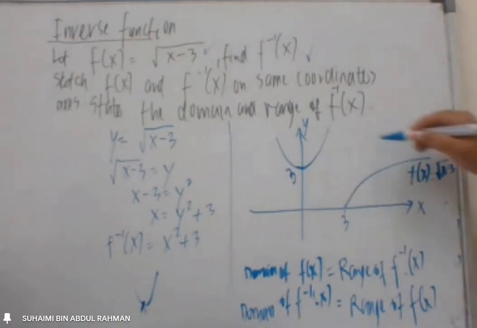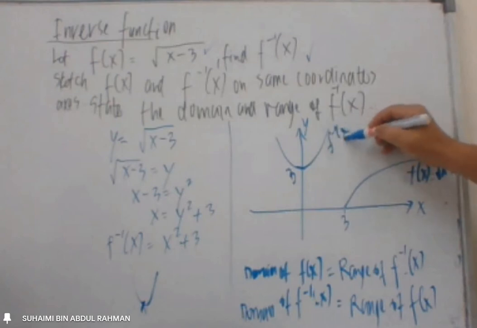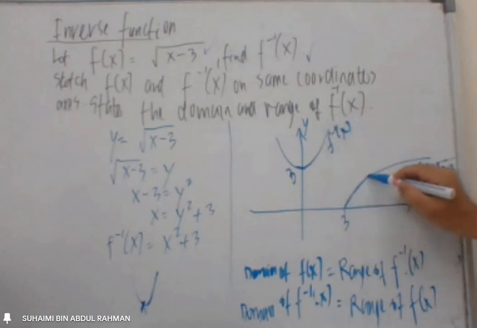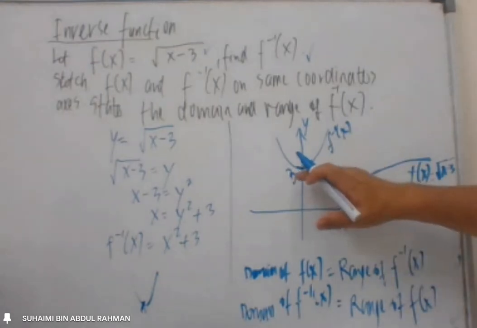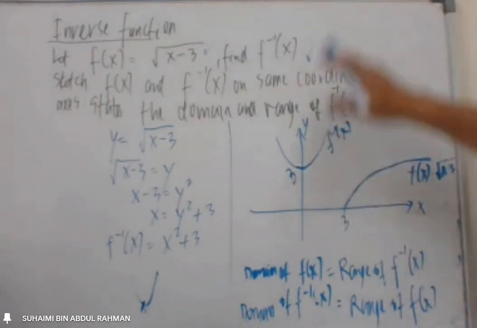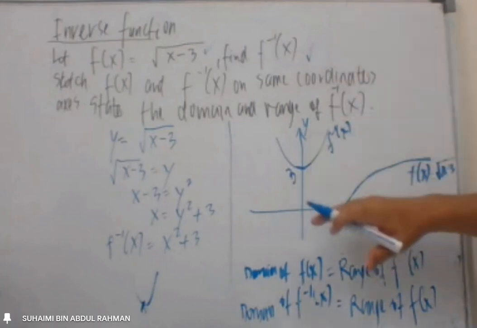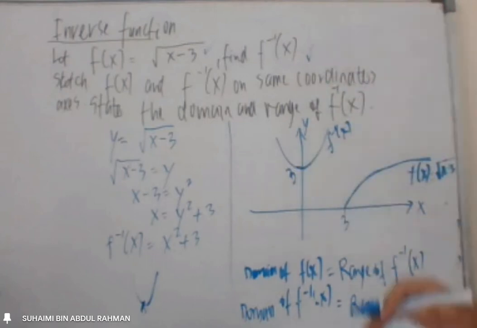This function is the inverse of the function. What is the domain of the function? 3 to infinity. It is the range of the inverse, so the range of the inverse must be 3 to infinity as well. If you look at the graph, yes, it is from 3 to infinity.